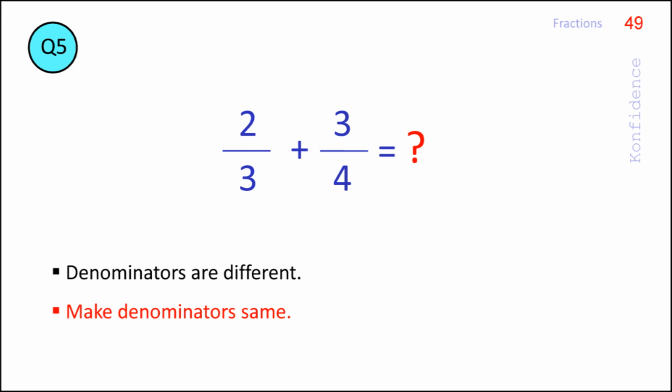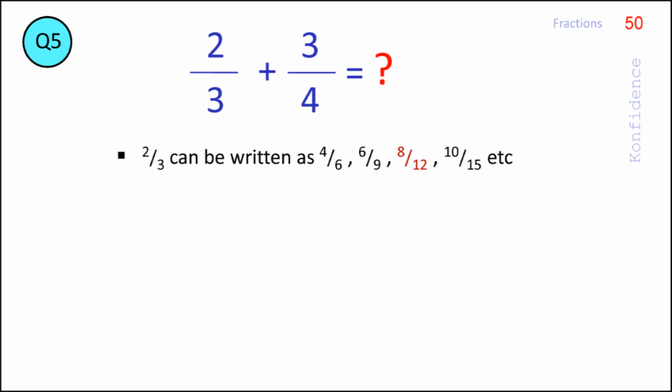altering their individual values. 2 by 3 can be written as 4 by 6, 6 by 9, 8 by 12, 10 by 15, etc. And 3 by 4 can be written as 6 by 8, 9 by 12, 12 by 16, etc. We can see that if we pick 8 by 12, which is equivalent to 2 by 3, and 9 by 12, which is equivalent to 3 by 4, they will have the same denominator.